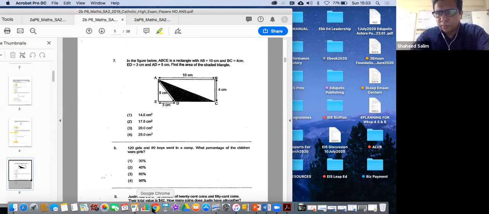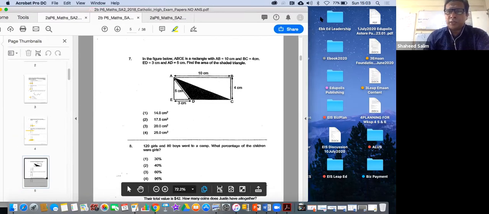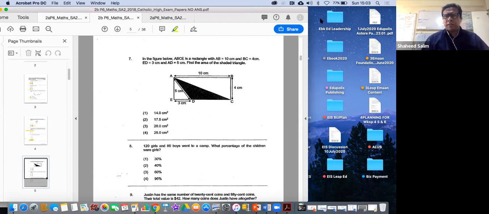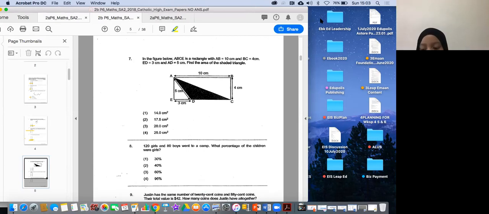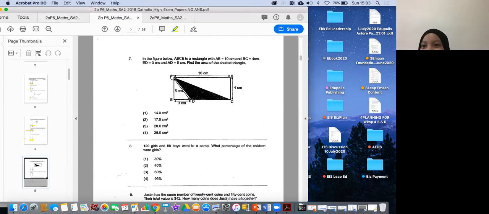Zahira, can you do it? What's the answer for question number 7? Okay, very easy. Come on, you can do this. We'll give you 1 more minute. If 10 cm minus 3 cm equals the base, so this is your triangle. What's the height?